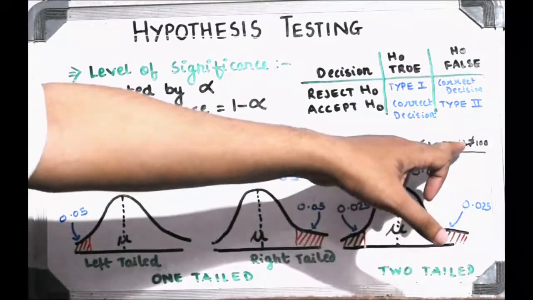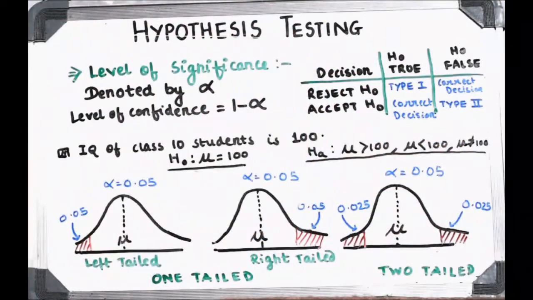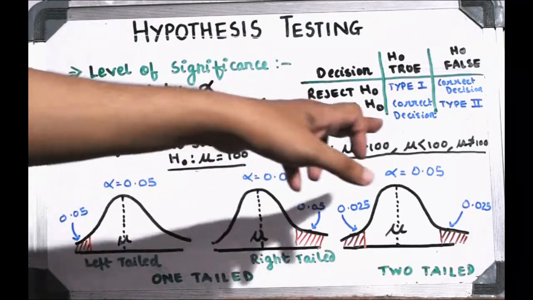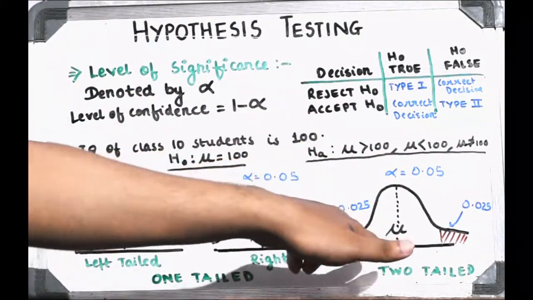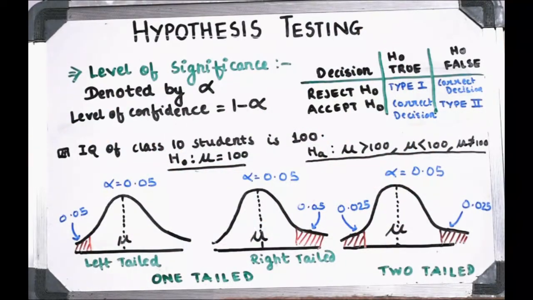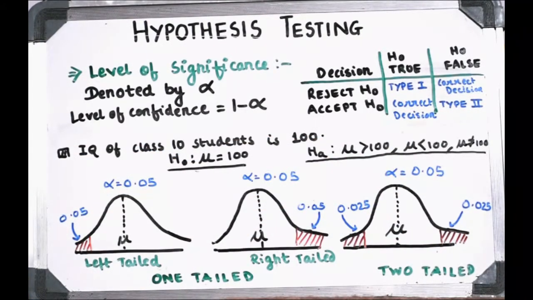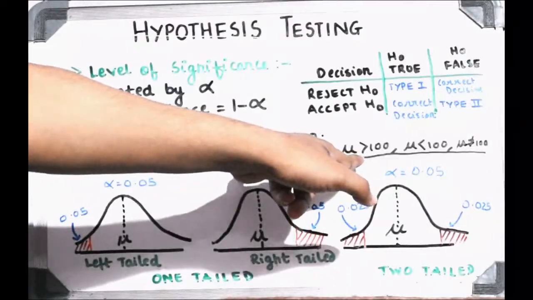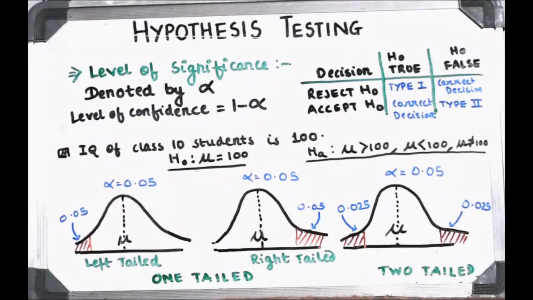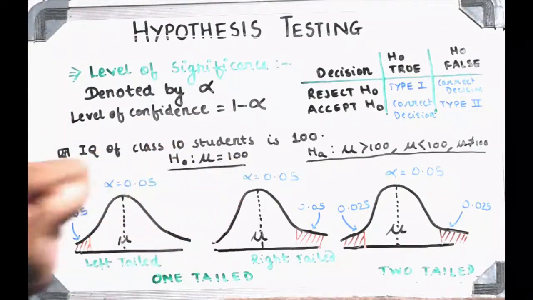So this denotes the two-tailed test, where the researcher is claiming that the IQ of class 10 students is not equal to 100. It can be more than 100 or less than 100, but it cannot be equal to 100. In such situations, it is represented by a two-tailed test, meaning the rejection region will be on the extreme two tails of the normally distributed curve. Now say we are considering this one as the alternative hypothesis and this is the null hypothesis. So we are looking at this particular diagram.